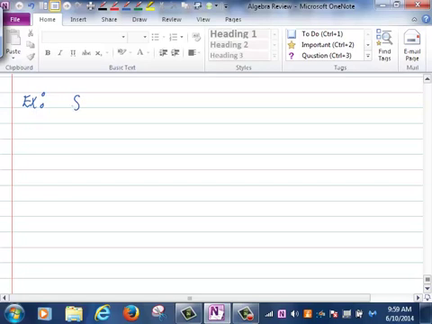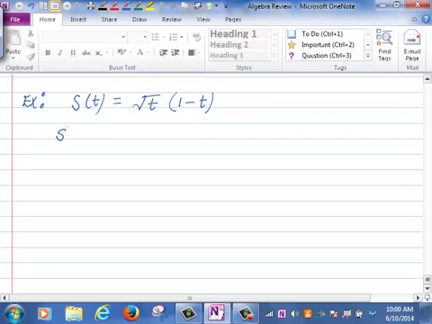is you have a function s of t, and this is the function root t multiplied with 1 minus t. Now in this case, if you want to, you could apply the product rule. So to apply the product rule, think of this as the first factor, think of this as the second factor. Then by the product rule, you take the derivative of the first factor. So what's the derivative of root t?